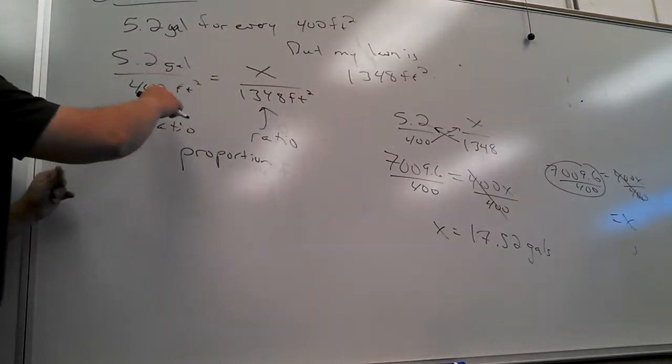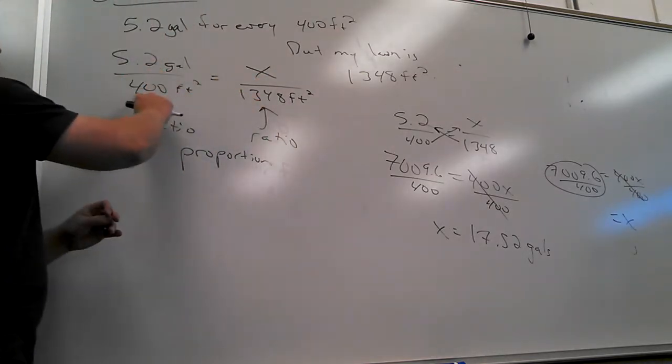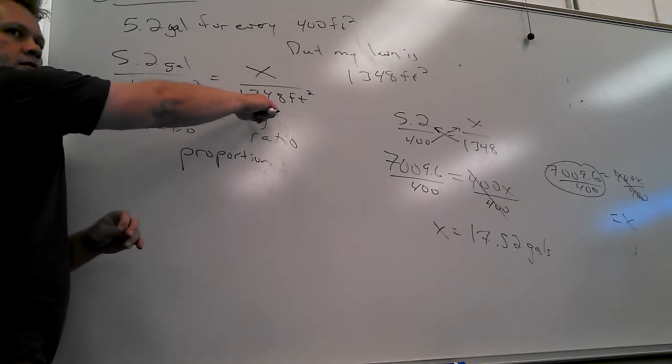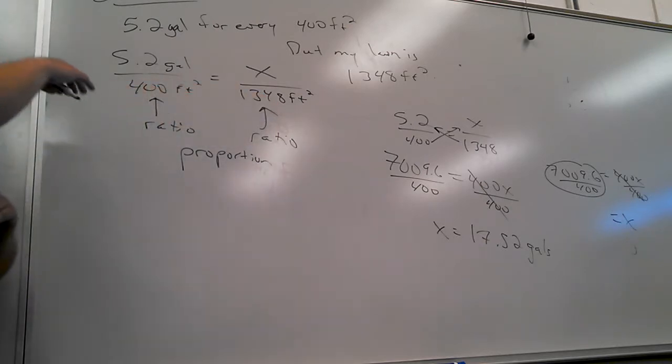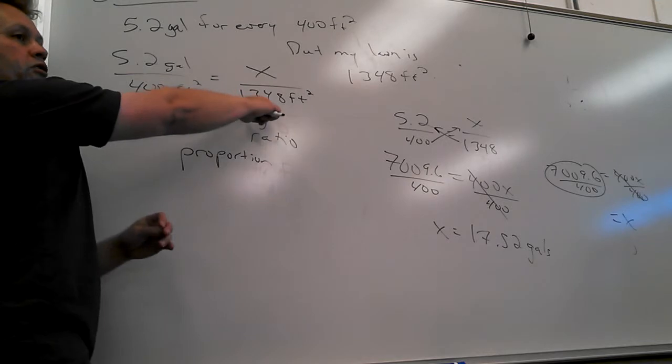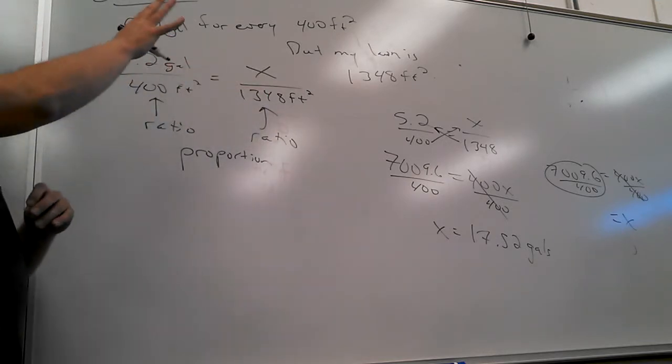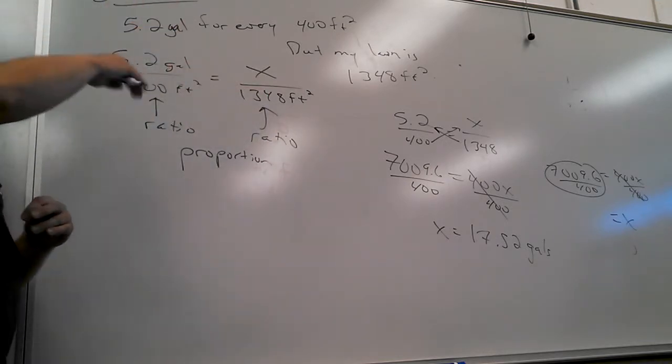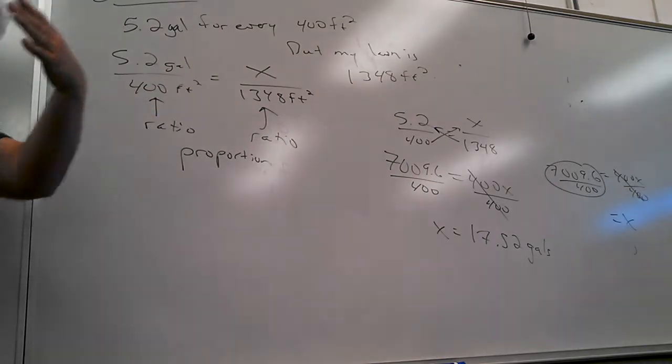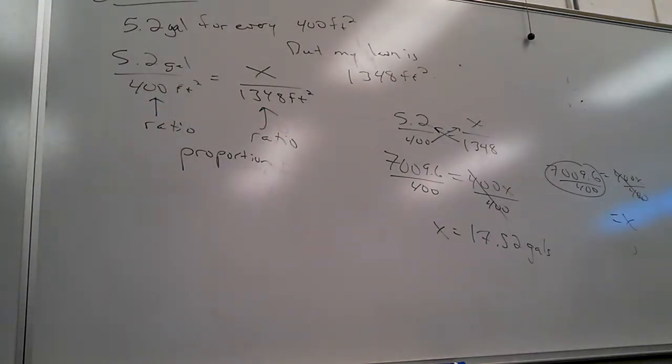And it kind of makes sense. Isn't this a little more than 3 times? 3 times 400 would be 1,200. So it's a little more than 3 times. 3 times 5.2 is about 15.6. So 17 makes sense. It's a little bit more than 3 times as much. So you can make sure that your answer makes sense.